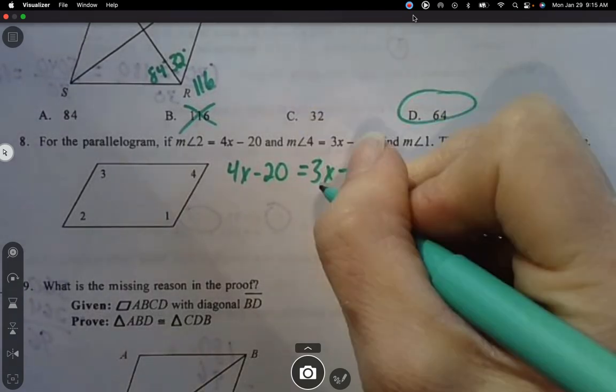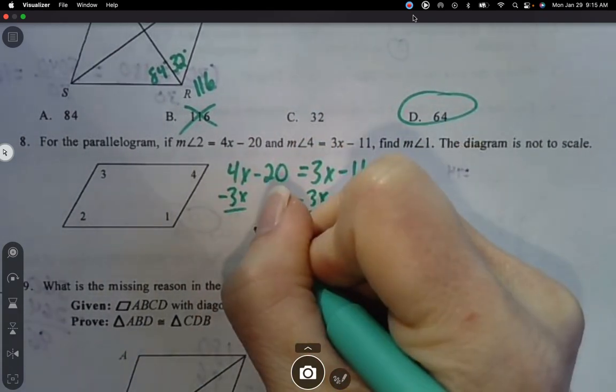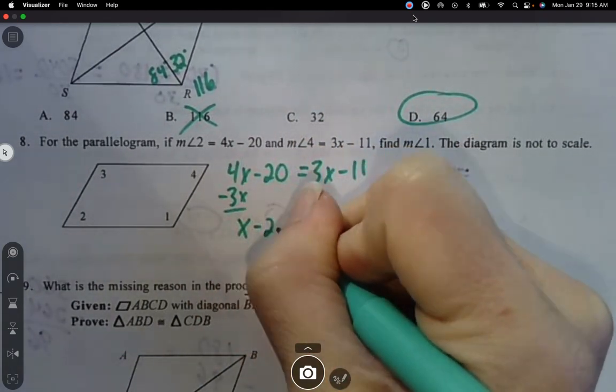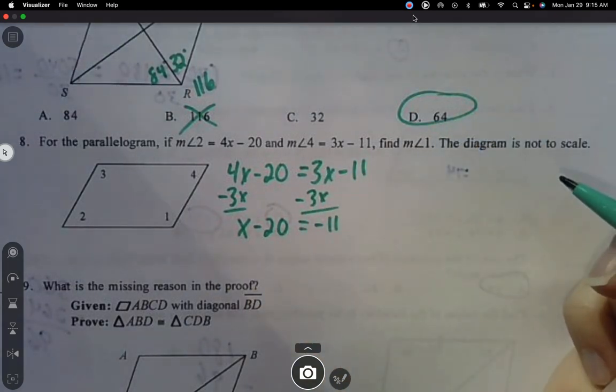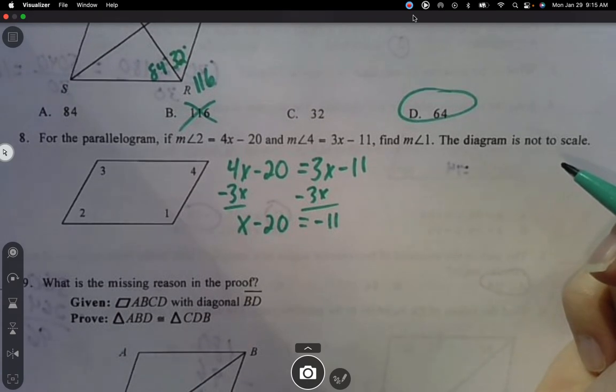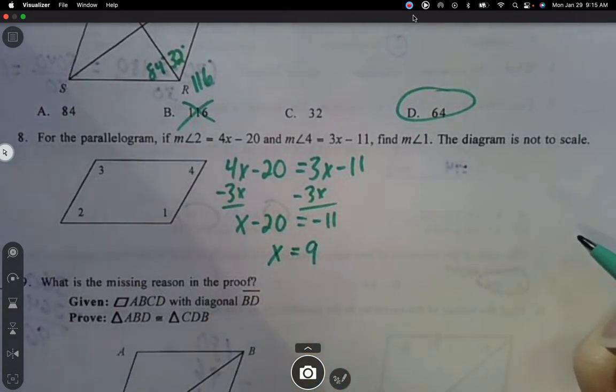Let me solve for x. I'm going to subtract 3x. I get x minus 20 equals negative 11. Shh, girls. Then what do I do? You do plus 20. Add 20. X is 9.